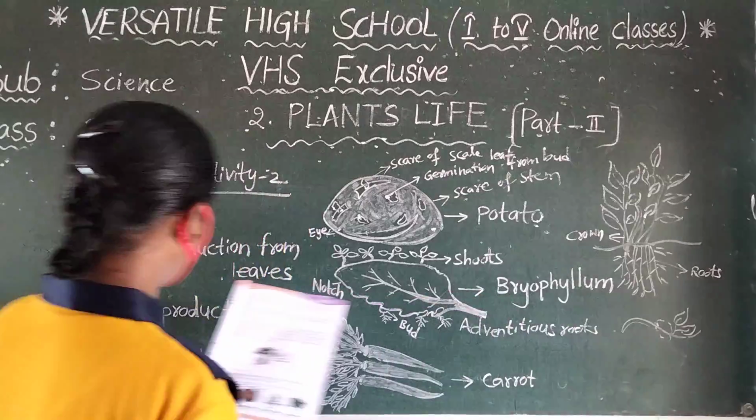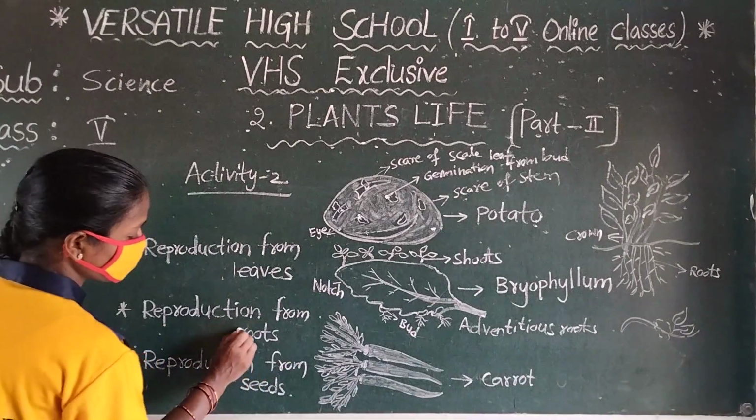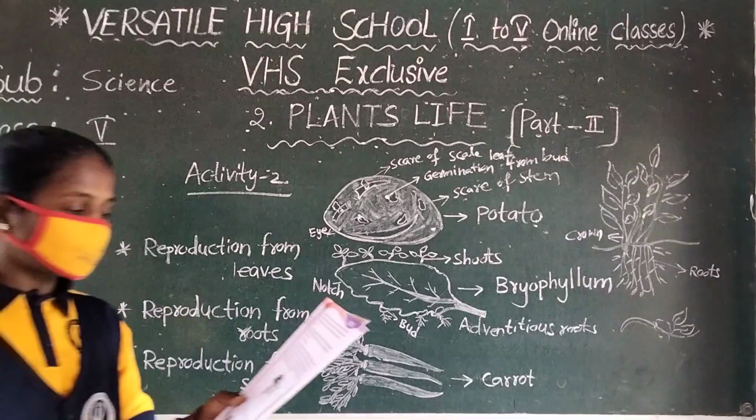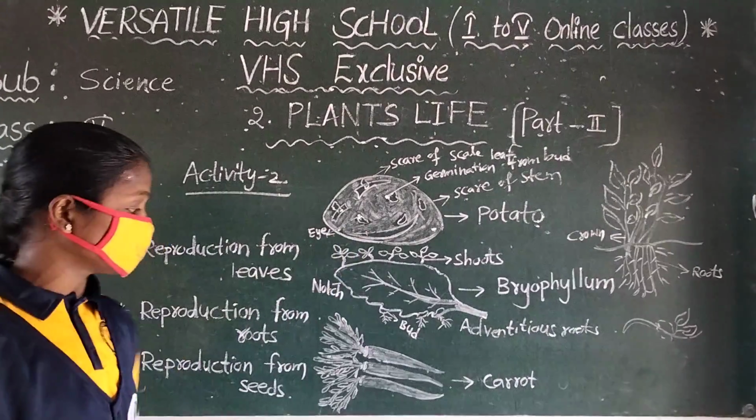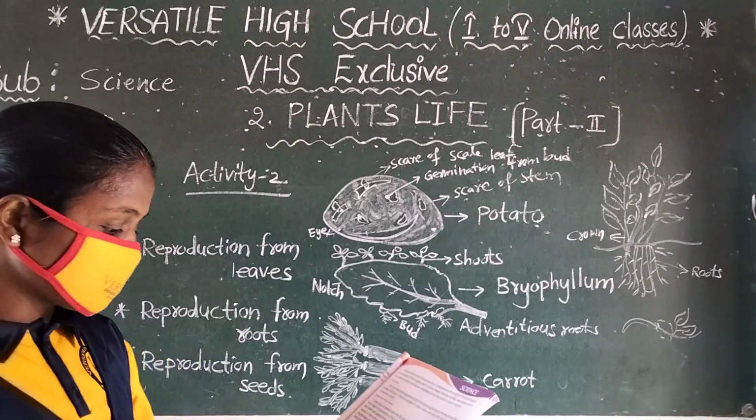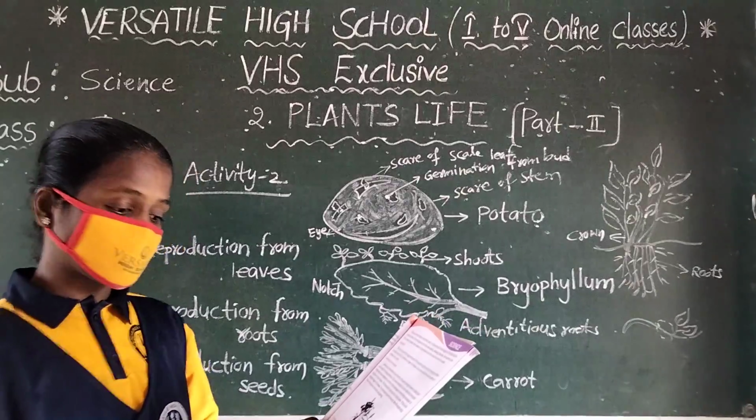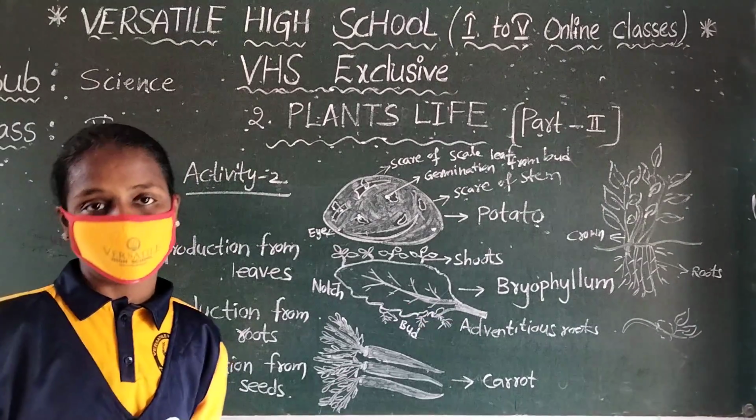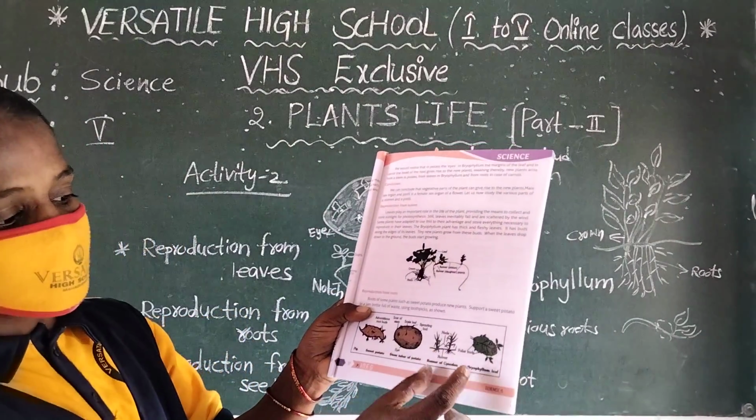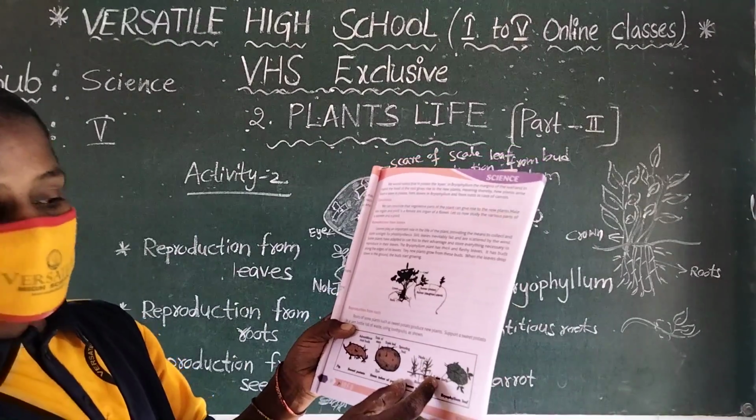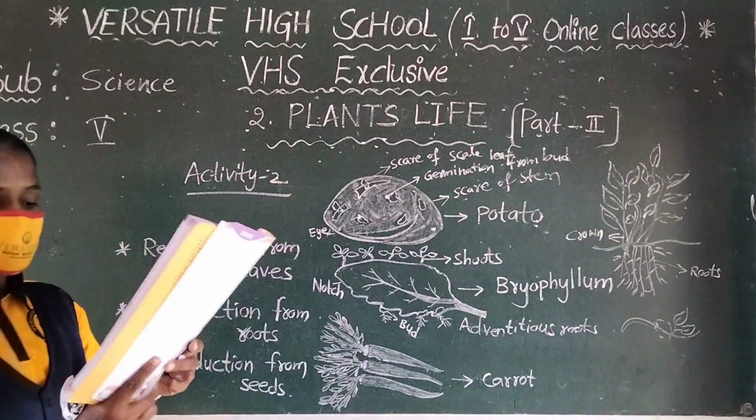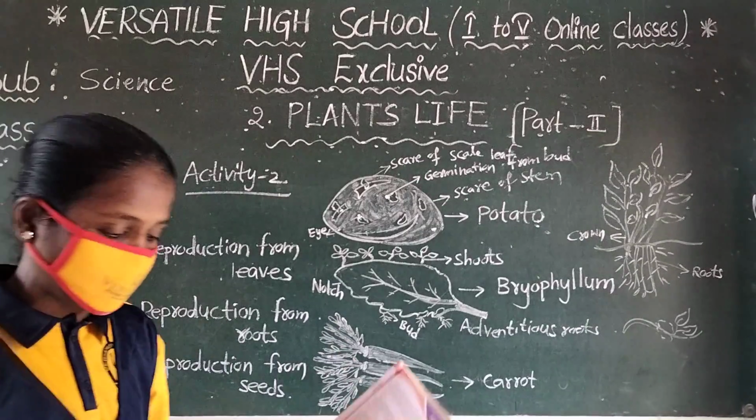Now we are going to study reproduction from roots. We have already observed potato, carrot, and sweet potato. See that roots of some plants such as sweet potato produce new plants. See in your textbook, sweet potato. This is the potato, this is a grassy plant, and this is the leaf.